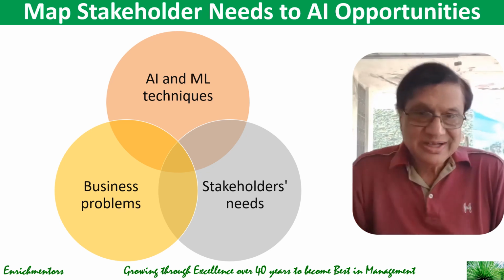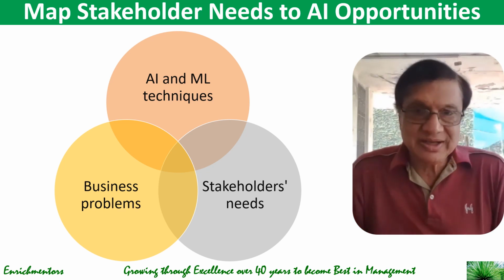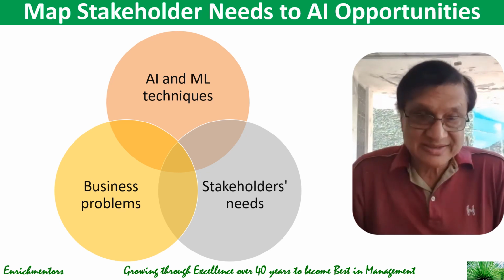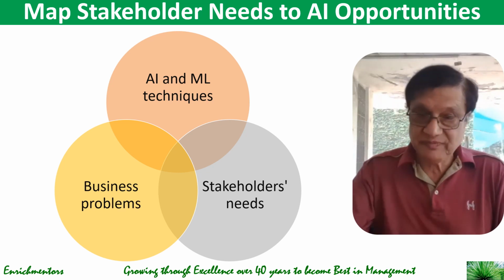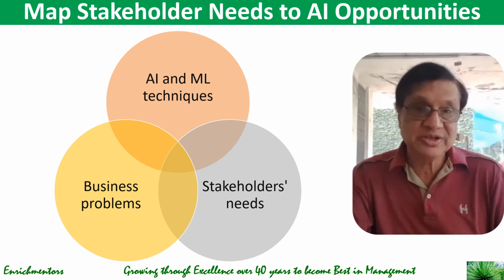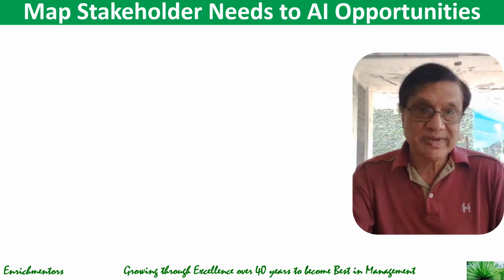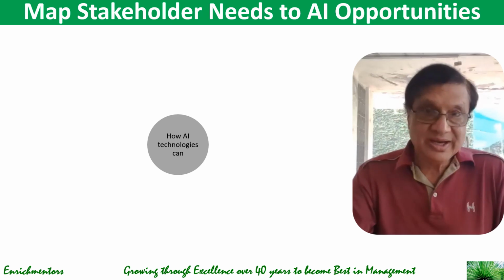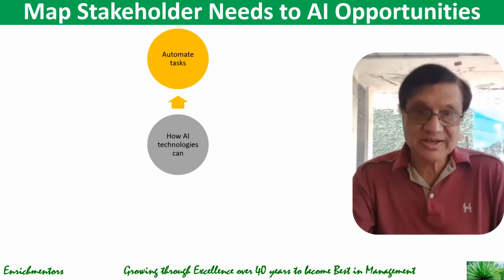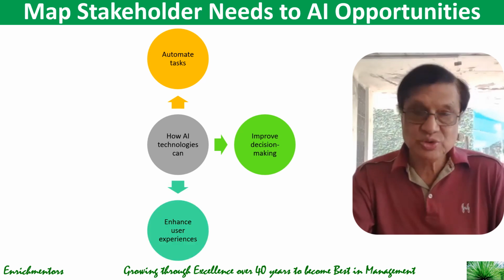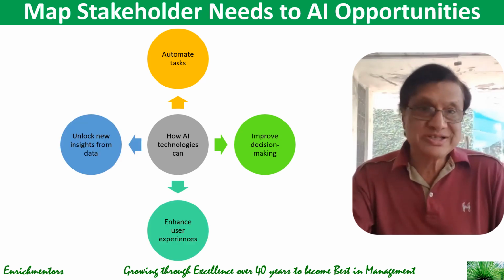So you are looking for that common area that your AI and ML techniques can solve, where the stakeholder has a need and that need is related to the business, or there is a problem in the business that stakeholders need to solve. It is this common area, the intersection of these three, that you need to look at. Consider how AI technology can automate a task, improve decision making, enhance user experience, or unlock new insights from the data. So consider how these AI technologies can do all of these things.